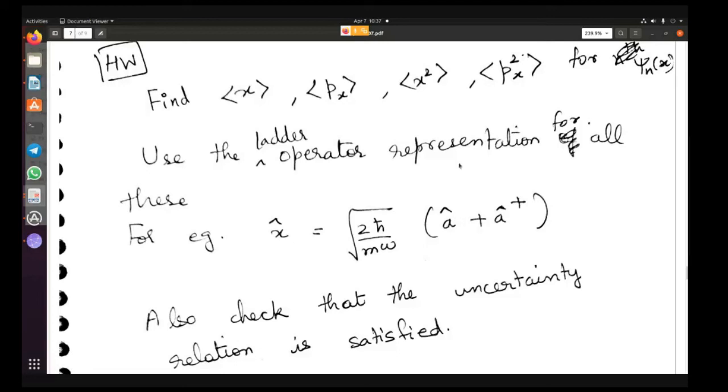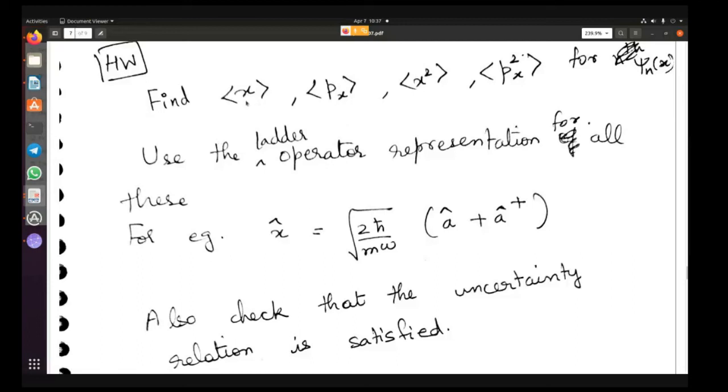Okay, so all you have to do is apply these two operators to psi n of x and find the expectation value. That's how you have to do it. Try to do it using this method and find out all of these quantities. This is going to be your homework.